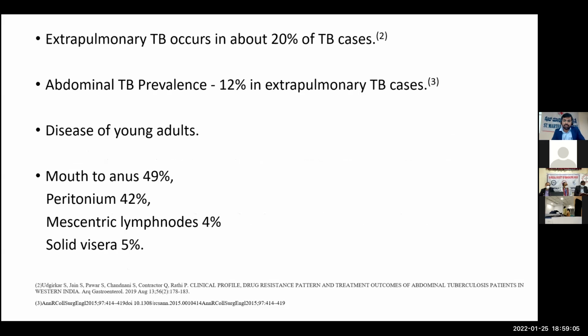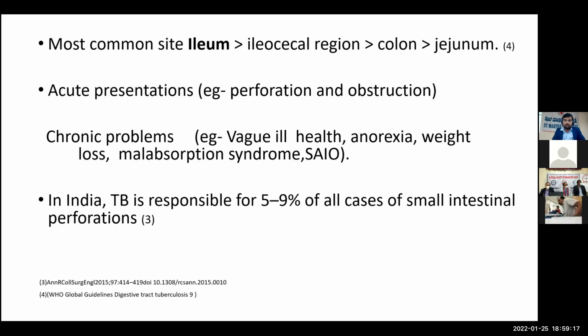Looking at the prevalence within abdominal TB, the GI tract, from mouth to anus, constitutes around 49%, followed by peritoneum at around 42%, then solid viscera at 5%, followed by mesenteric lymph nodes. The most common site of involvement is the ileum, followed by the ileocecal region, and then colon and jejunum. It has varied presentations, ranging from acute presentations such as obstruction and perforation, to chronic presentations such as abdominal pain, anorexia, weight loss, and subacute obstruction. Out of all the small intestinal perforation cases that attend the emergency, TB is responsible for about 5 to 9%.